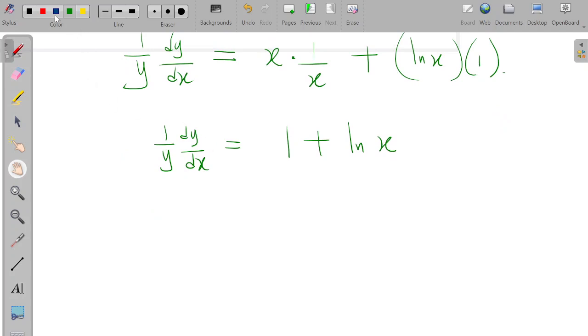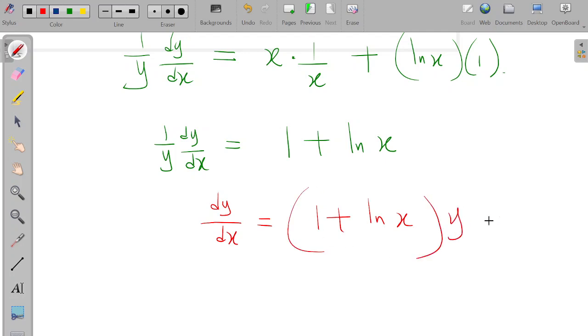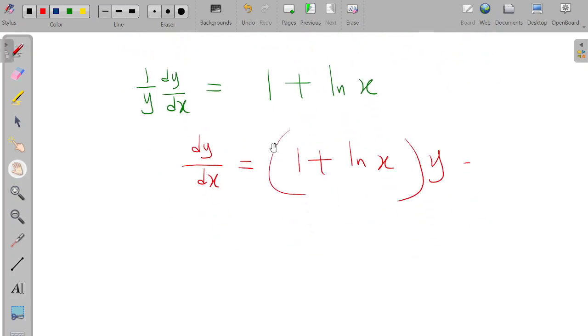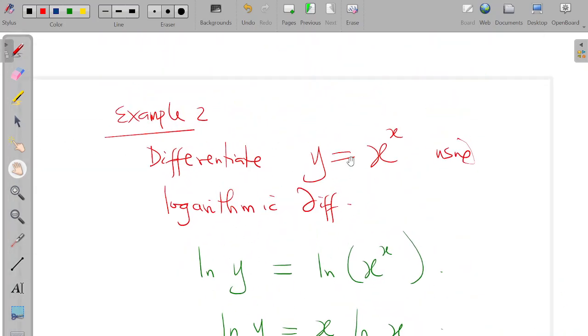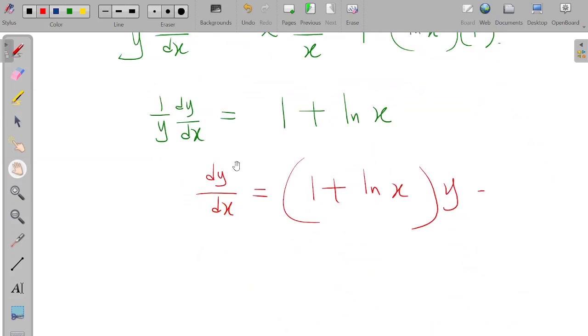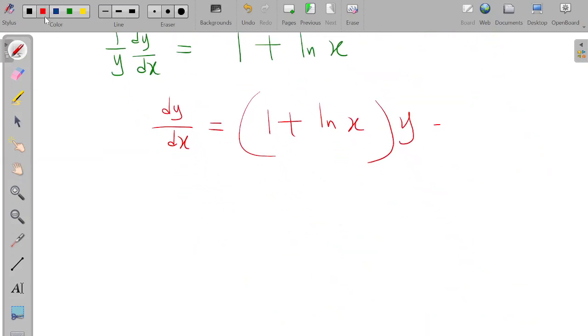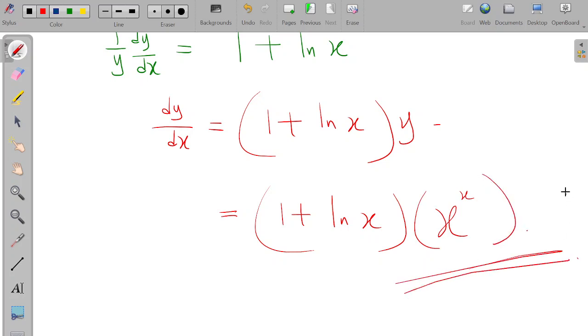Now you need to make dy over dx the subject by multiplying both sides by y. So dy over dx is now equal to (1 plus ln x) multiplied by y. But don't forget what we had as y before. We need to replace it by x raised to power x. That's what we have as y. So we now have (1 plus ln x) multiplied by x raised to power x. Okay, now that is our answer.